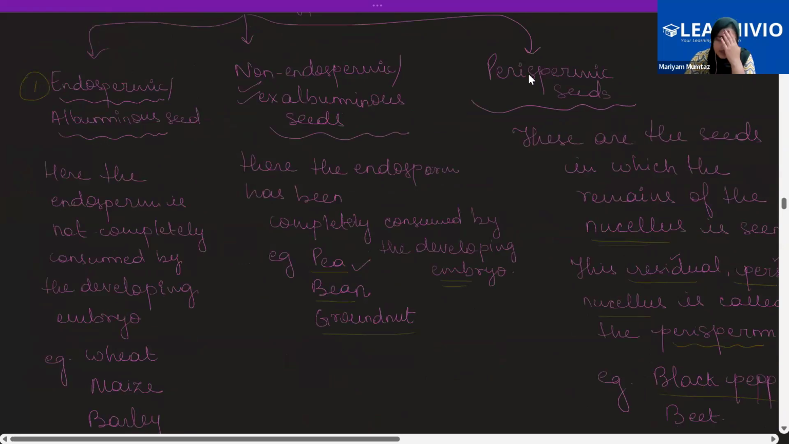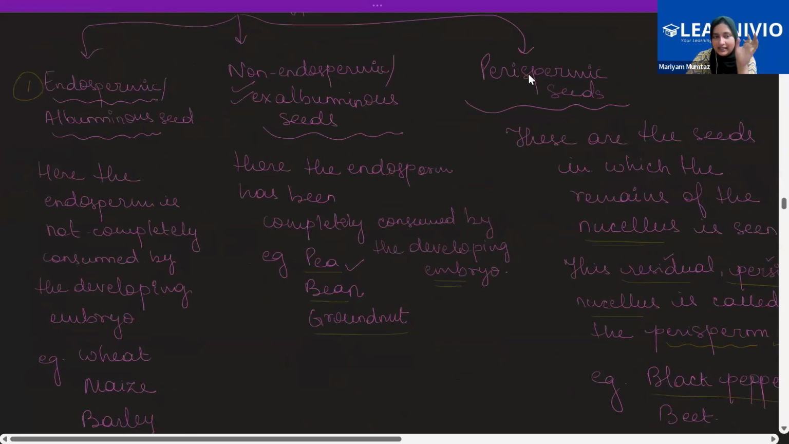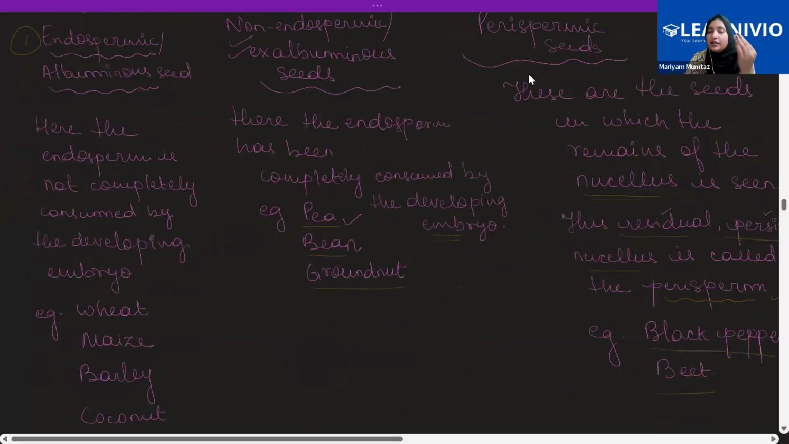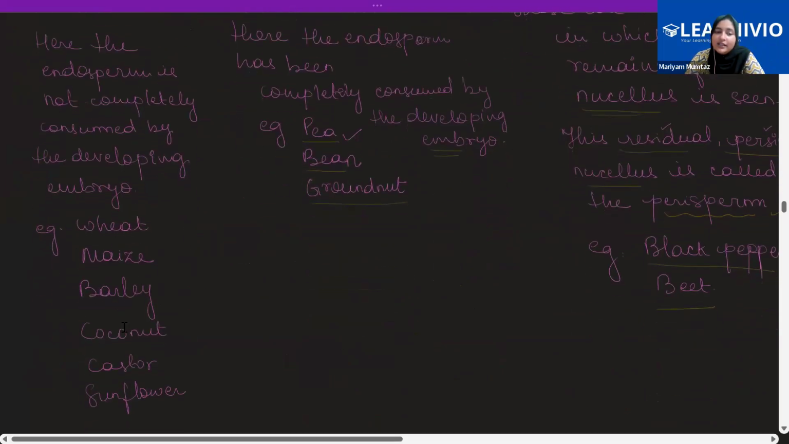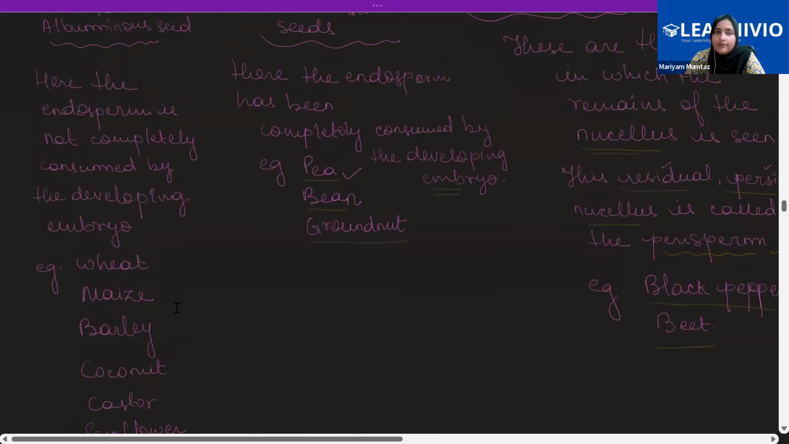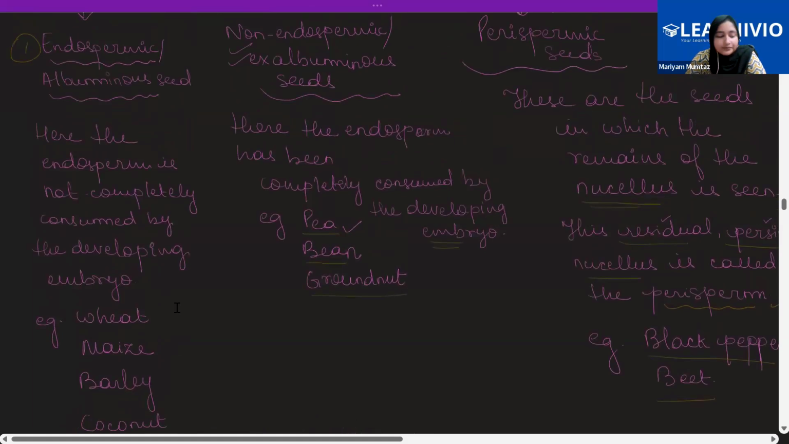Now, endospermic seeds are also called albuminous seeds because here the endosperm is not completely consumed by the developing embryo. It is still left in the seed. So when endosperm is found in the seed, we say that it is an endospermic seed, meaning endosperm containing seed, such as wheat, maize, barley, coconut, castor, sunflower. All of these would be examples of the endospermic seed.